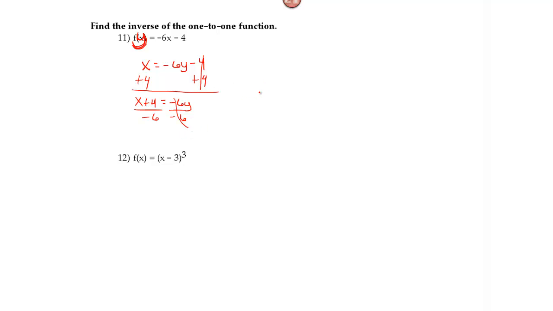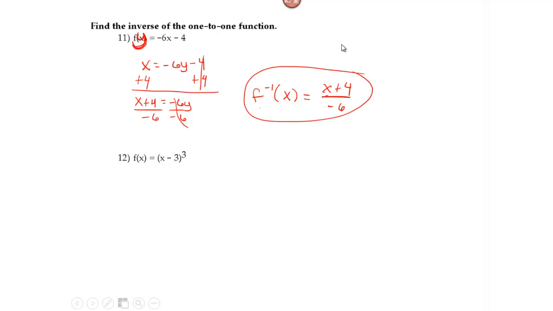And so the way we write this is we write f of -1 of x. That means f inverse, which we started with f, this is the inverse, equals x plus 4 over -6. And you may be like, oh wow, do I have to remember to put exactly that? Well, it's going to be a multiple choice question, so they'll put it on there for you in a nice sort of way. So 12, put a y there, change the x and the y.